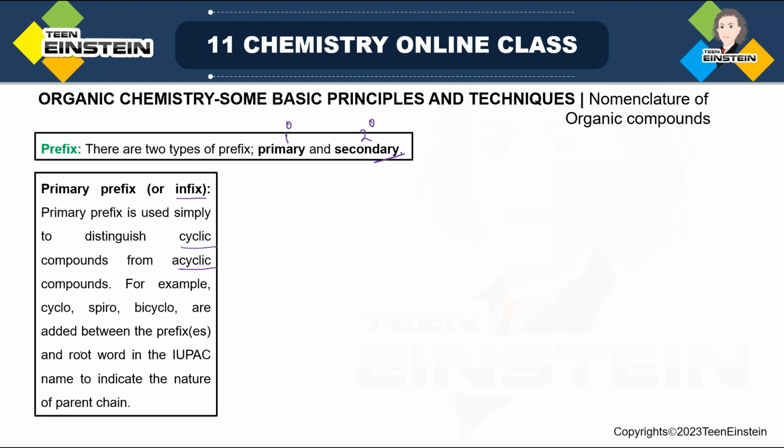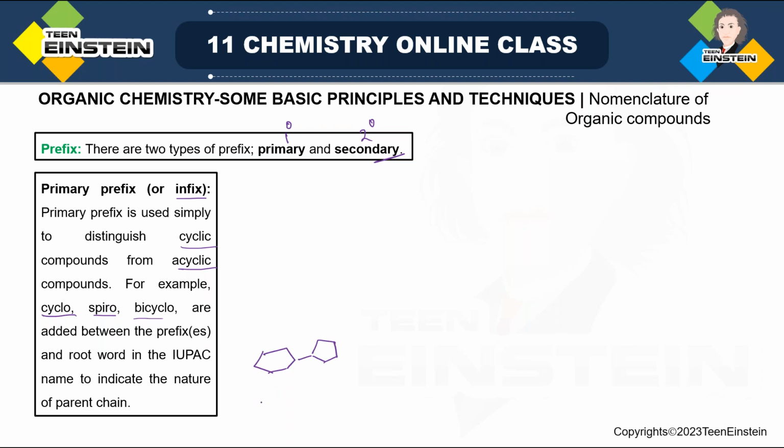And for cyclic compounds, there are some special terms used, though spiro, bicyclo, these are for our syllabus. The details are not required. Simply the cyclo will be enough. So bicyclo means when you have two cyclic rings together. Suppose I am writing this 6-member ring and it is attached with a 5-member ring. So it will be bicyclo.